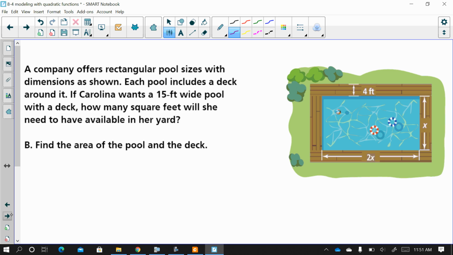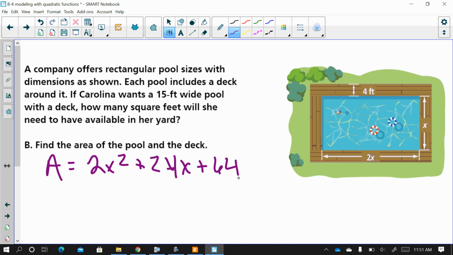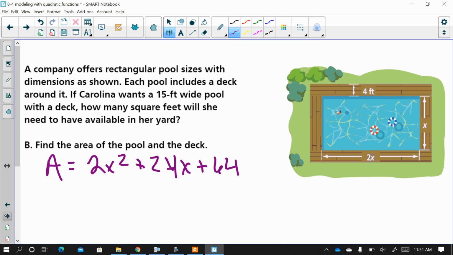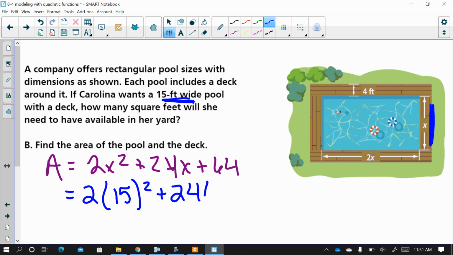Part B now says find the area of the pool and the deck. Okay, so we just had the formula as A equals 2x squared plus 24x plus 64. Let me just check real quick, make sure that was right. Yes. Okay, now I care about the 15-foot wide. Well, x was how wide our pool was. So I'm just going to plug in 15 for x. So 2 times 15 squared plus 24 times 15 plus 64. Again, plug in 15 everywhere I see an x.